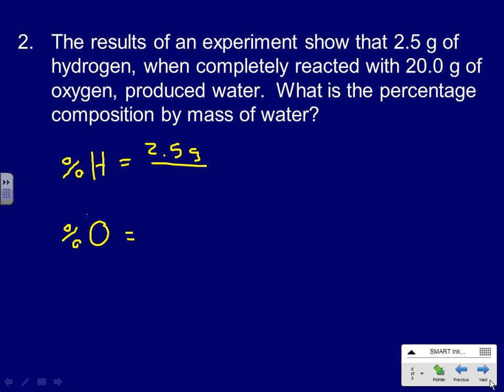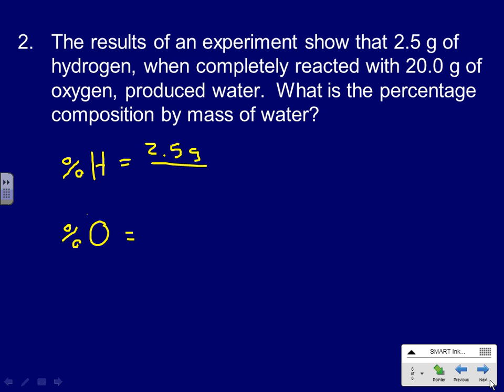2.5 grams over 18. The experiment shows that 2.5 grams of hydrogen, when completely reacted with 20 grams of oxygen, produce water. Water is 18, but I don't know that. This is an experiment. I don't know theory. I don't know the theory, so I can't use 18. No. You've mixed up the theoretical part with the experimental part.